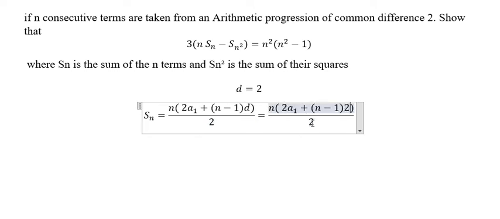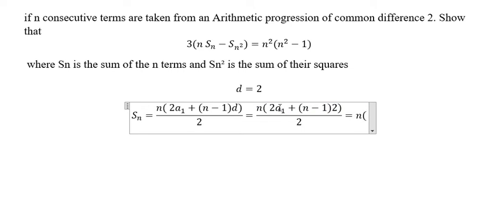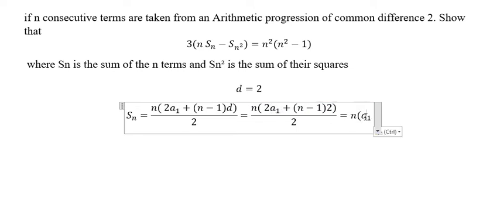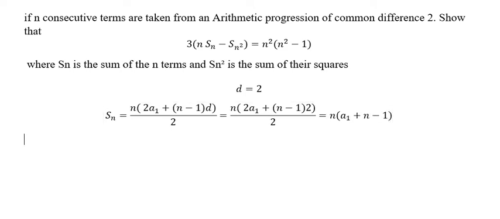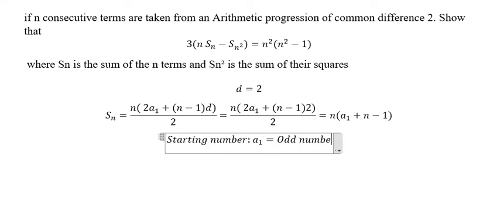And now, we simplify it. We have n multiplied by a1 plus n minus 1. So in this one, I will consider the starting number. That means we have a1 in here. If a1 is an odd number, then a1 should be 1.